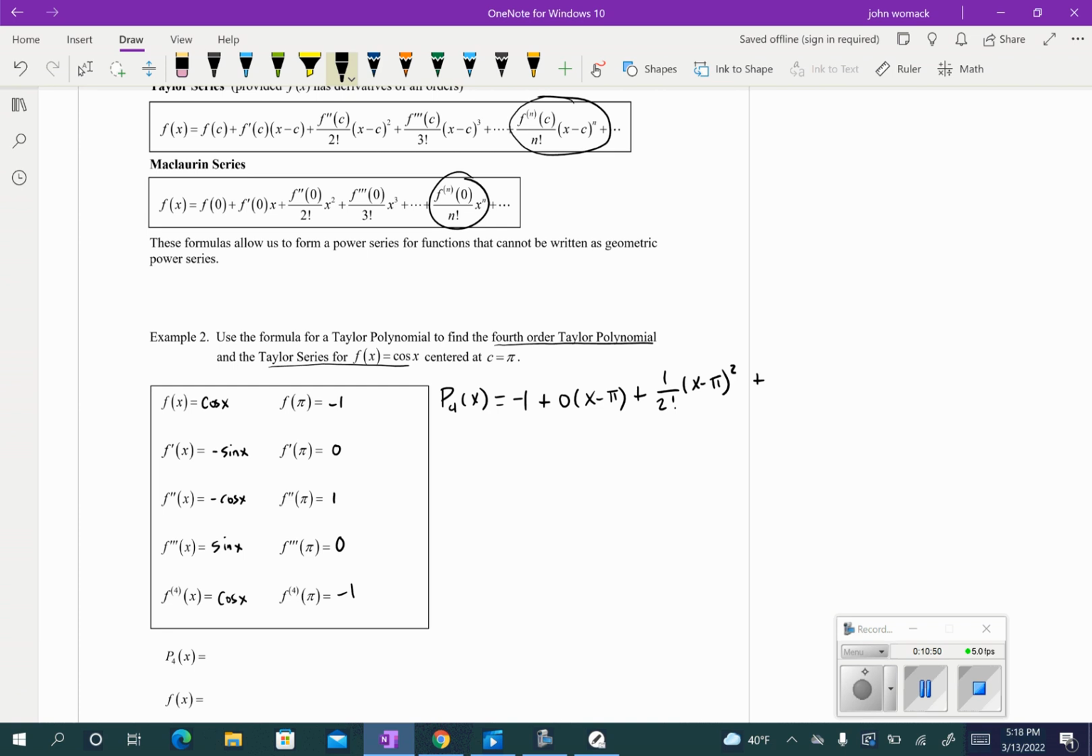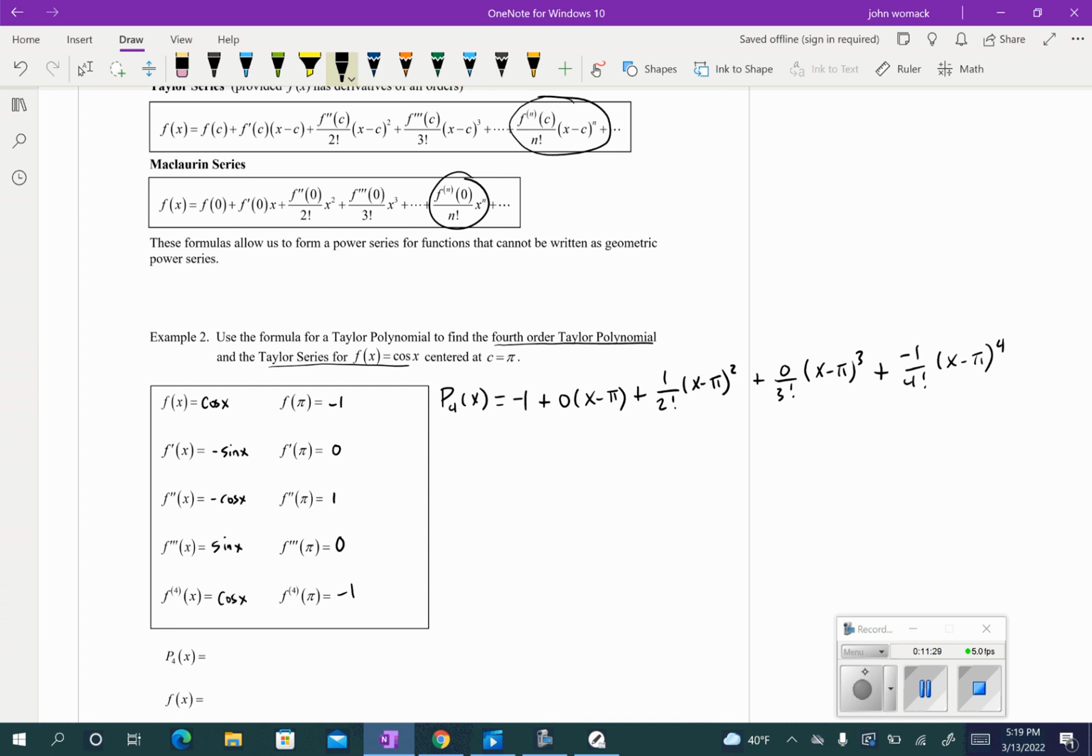Again, I just plug these numbers into the formula. Take the third derivative of pi, which is 0, over 3 factorial, times x minus pi to the third, plus, okay, the fourth derivative of pi is -1, so -1 over 4 factorial times x minus pi to the fourth. Okay, there's my fourth order Taylor polynomial. And that will give us a pretty close approximation of what the cosine of x is for any numbers that are close to pi.